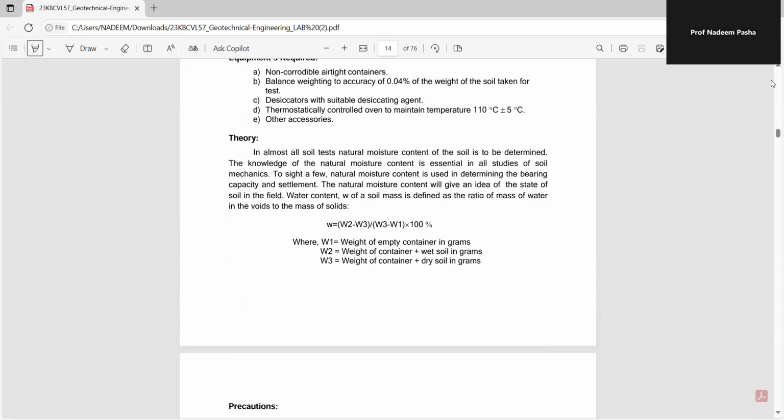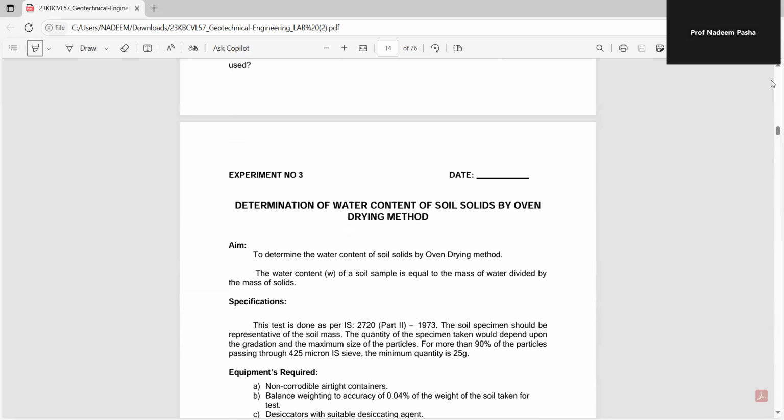That again you have to go to the specification, which says this test is done as per IS 2720 Part 2, 1973. The soil specimen should be representative of the soil sample. The quantity of the specimen taken depends upon the gradation and the maximum size of the particle. For more than 90% of the particles passing through a 4.25 mm sieve, the minimum quantity is 25 gram. So if you take 25 gram of soil, then you can get more accurate results.